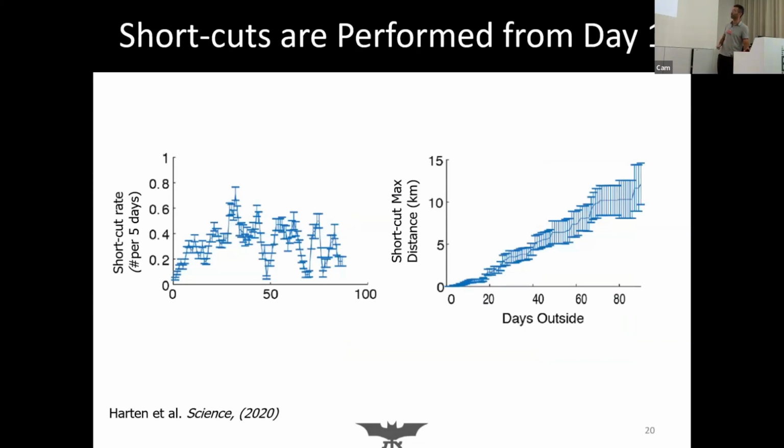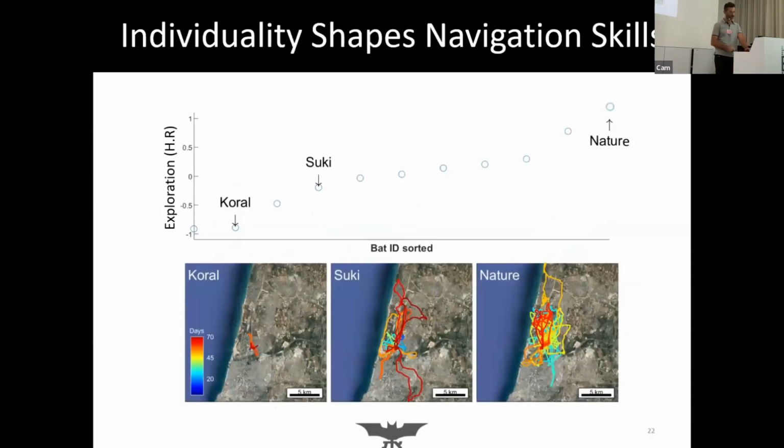Very quickly, we don't see any change in the probability or propensity of doing shortcuts over time. It seems that they can do them from the beginning. But if you look at the lengths, how long the shortcuts are, you see an increase, obviously, because they are mapping the area. Maybe I'll claim this already now: I think they're doing this using vision. We have a lot of evidence to support this hypothesis, and they're gradually mapping more and more of a larger part of this environment, and therefore they can perform longer shortcuts.